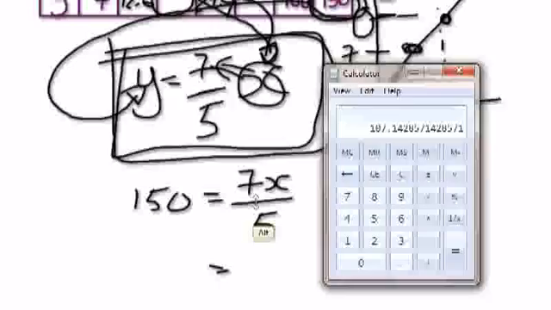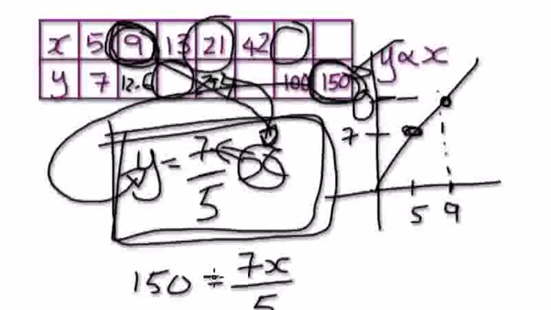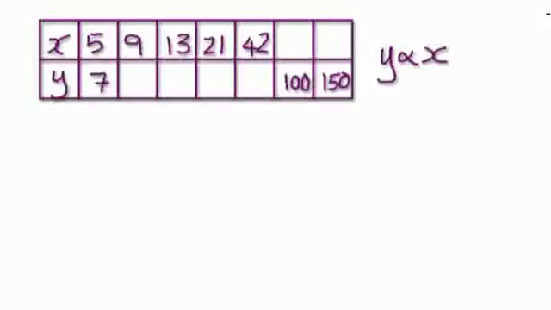So x here, x equals 107.1. Okay, so this bit here will be 107.1. Okay, so overall the answer would be this.